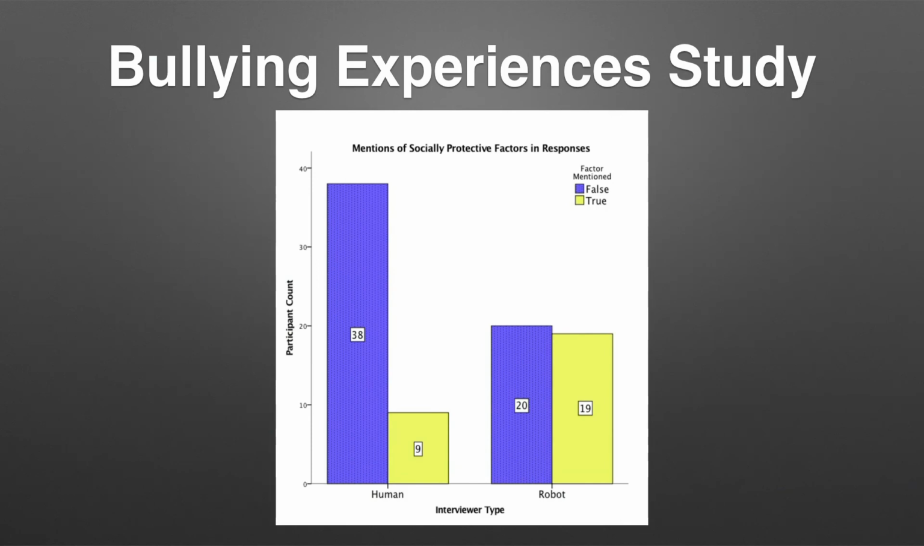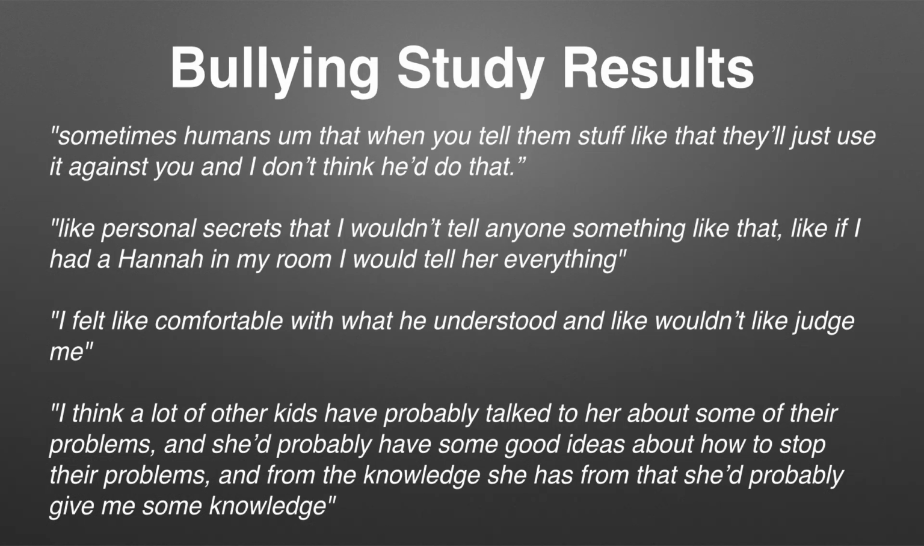Here's some of the data from some of the bullying studies that we've done. This is showing the difference between the human and robot interviewers, and whether the participants talked about socially protective factors when they were interviewed. And so this is a finding that kids are more comfortable with the robot. They have a lot more trust for the robot.